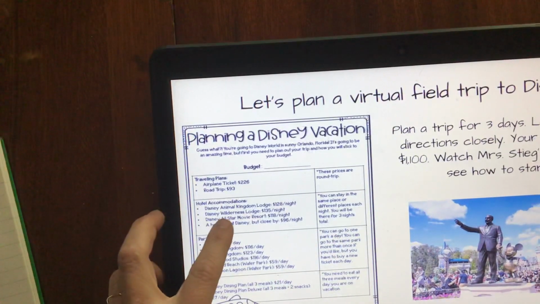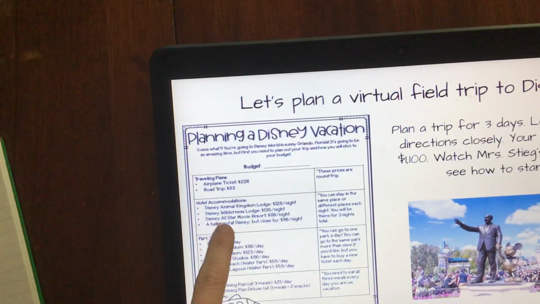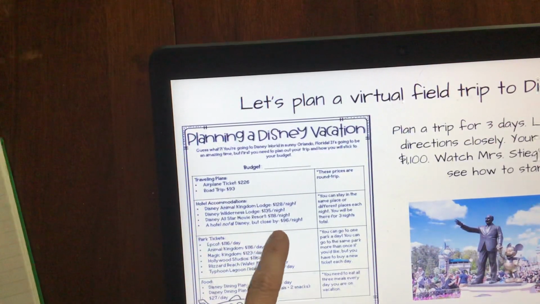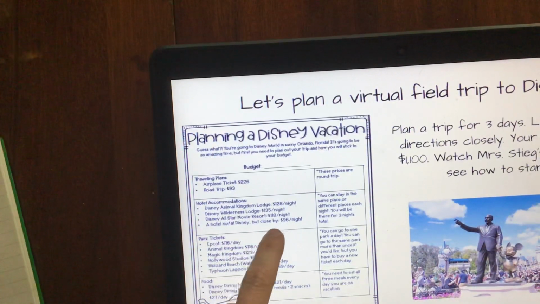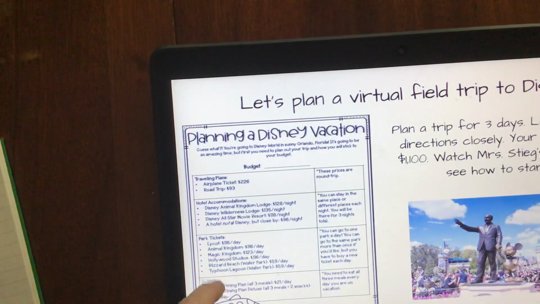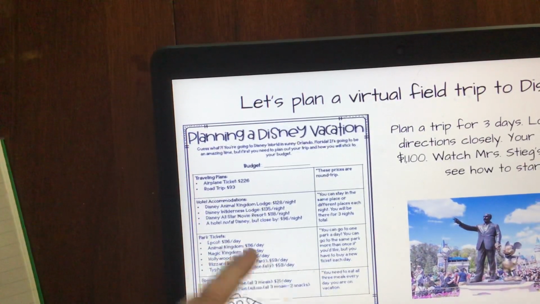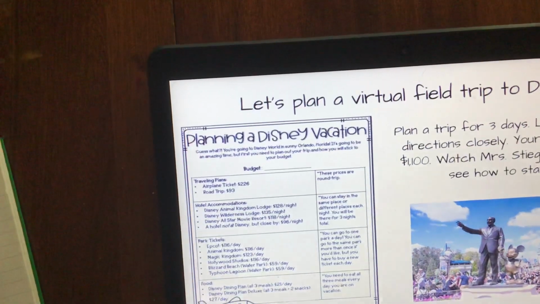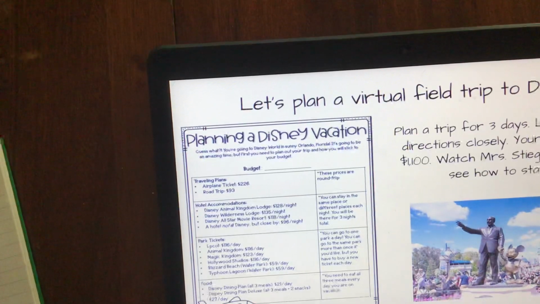Okay, so you can go to the Disney Animal Kingdom Lodge for $128 a night. You could go to the Disney Wilderness Lodge for $135 a night. You could go to the Disney All-Star Movie Resort for $118 a night. Or you could stay at a hotel, not at Disney, but close by, for $96 a night. So you get to do 3. So remember, you have 3 different nights.